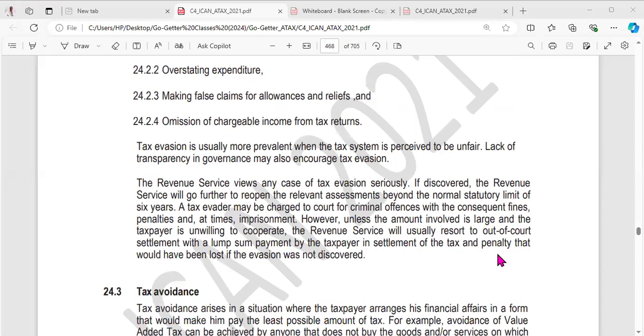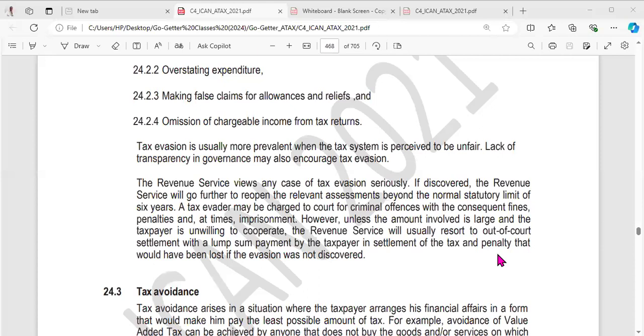The Revenue Service views any case of tax evasion seriously. If discovered, the revenue will go further to reopen the relevant assessment beyond the statutory period of 6 years. So when they consider that you are a tax evader, they will go beyond looking at the normal 6 years audit. They may even go far beyond that, even to the time when the business was incorporated.